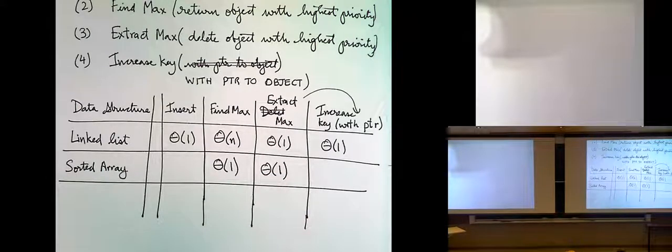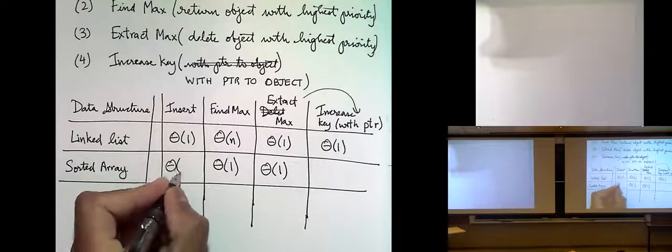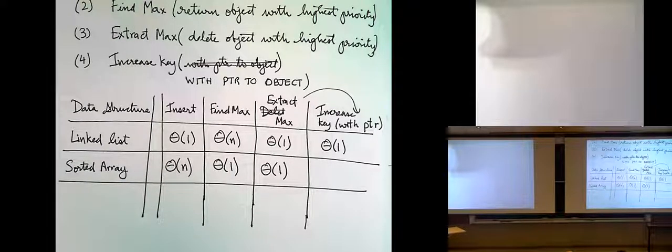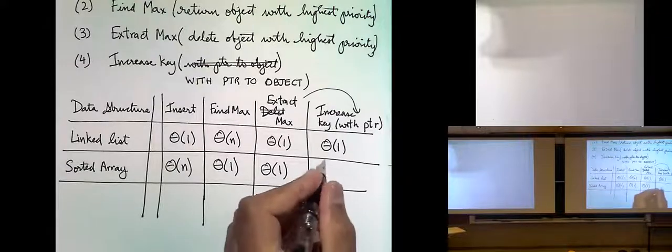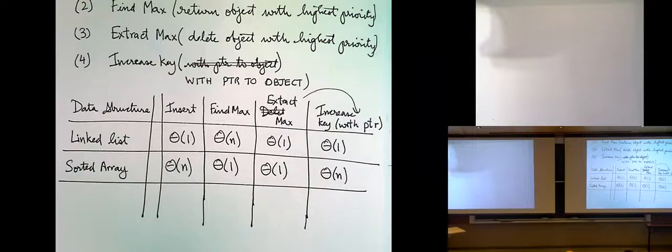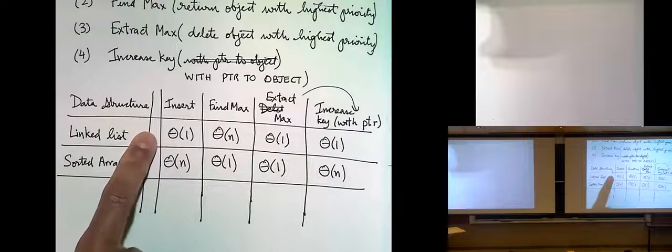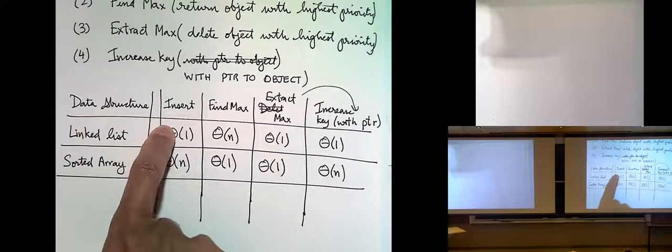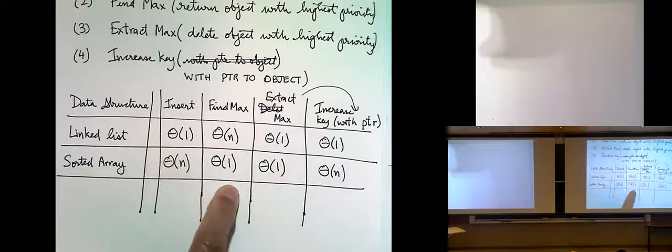But as we discussed before, inserting into a sorted array is expensive because you have to shift everything, so this gives you theta of n. Also, if you change the value somewhere, you're again going to have to shift things, probably just forth and not back, but it's theta n. So again, we see this trade-off, where this is theta n, this is theta 1, and when this is theta n, this is theta 1. Can you get the best of both worlds?